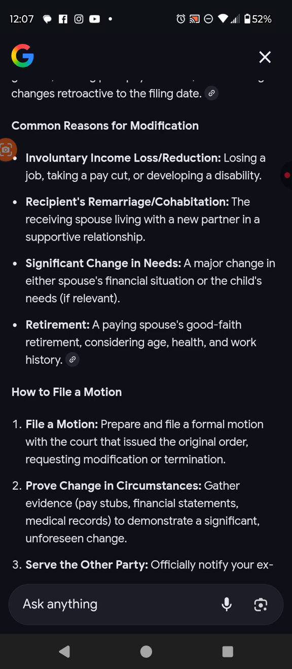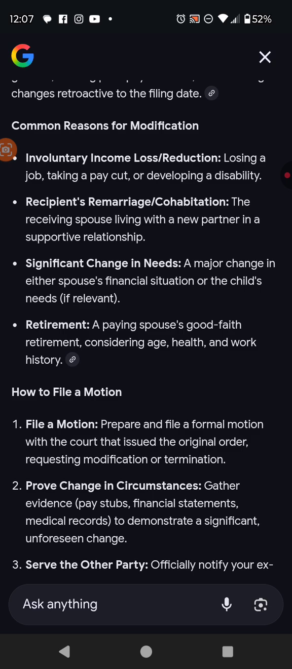Recipient's remarriage or cohabitation. The receiving spouse living with a new partner or in a supportive relationship. Let's say they're living with a sister, a brother, a kid, that is a supportive relationship. That's helping them reduce what they need to live on. And you could use that to reduce your alimony. And cohabitating, if the woman's living with another man or a boyfriend. A lot of people don't know this.